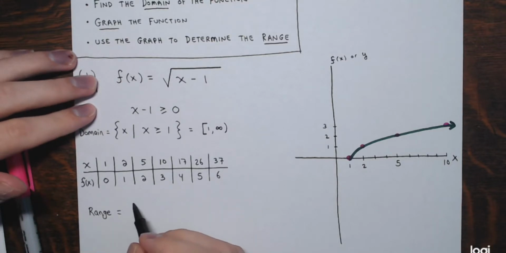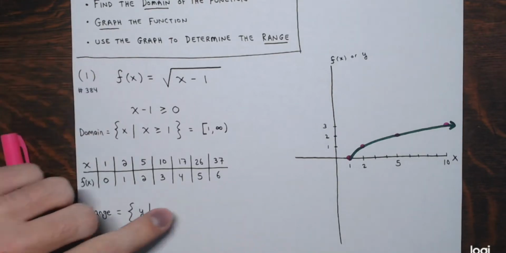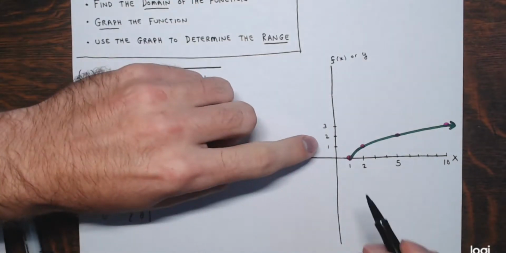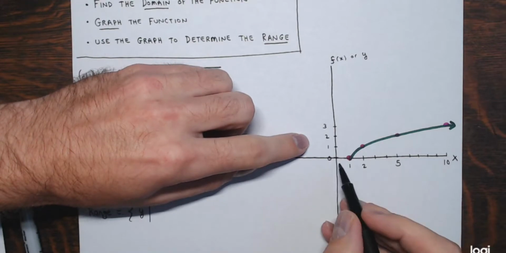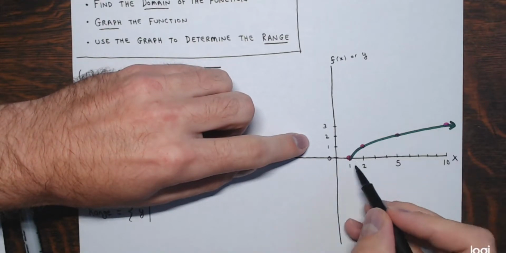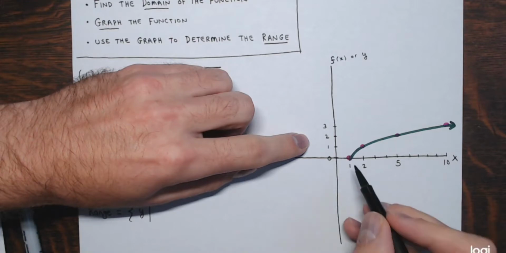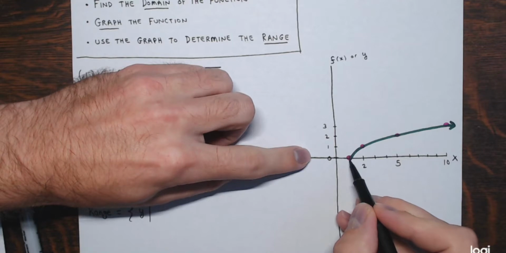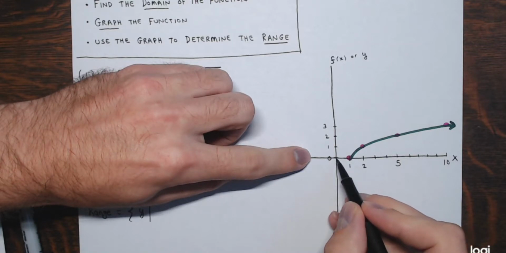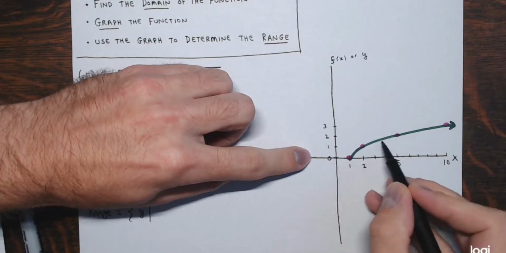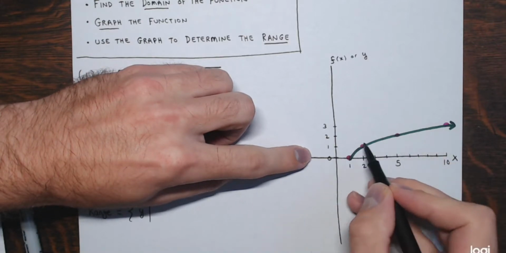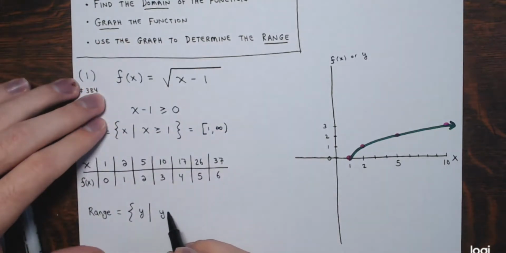Now the range you can write as y values. I'll say all y such that, just now you're looking at the vertical axis. What y coordinates are being used? Well, notice that none of these points on the graph have negative y values. In fact, the first point I plotted here at 1, 0, that's the lowest y value. So 0 and greater. All these points on the graph have y values of 0 or greater. So y is greater than or equal to 0.